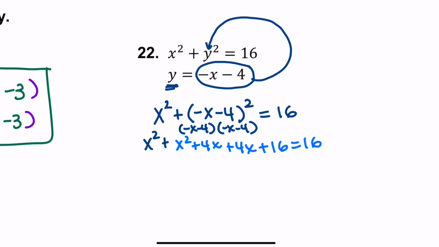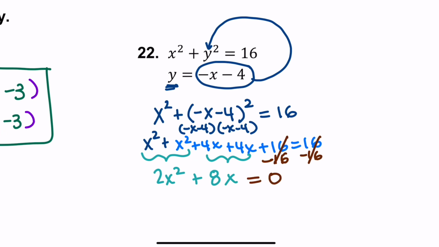We're going to combine our like terms. X squared plus x squared is 2x squared. 4x plus 4x is 8x. Now we have these 16s on both sides of the equal sign. If I subtract 16 from both sides, both of them cancel out. So this will equal 0.